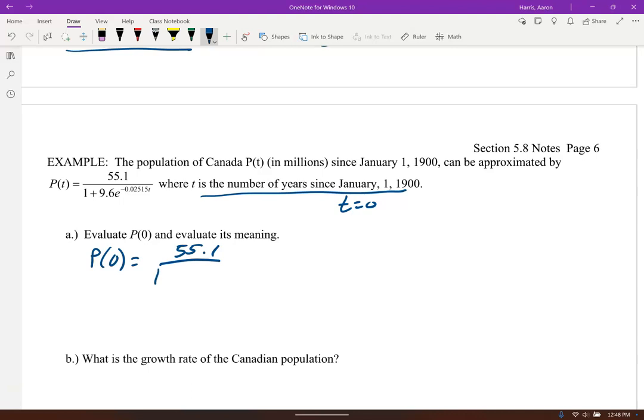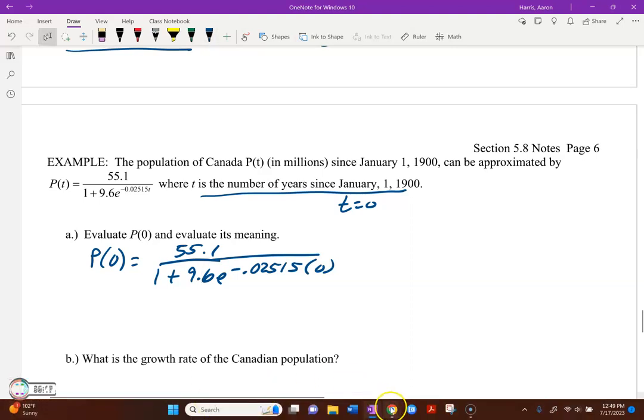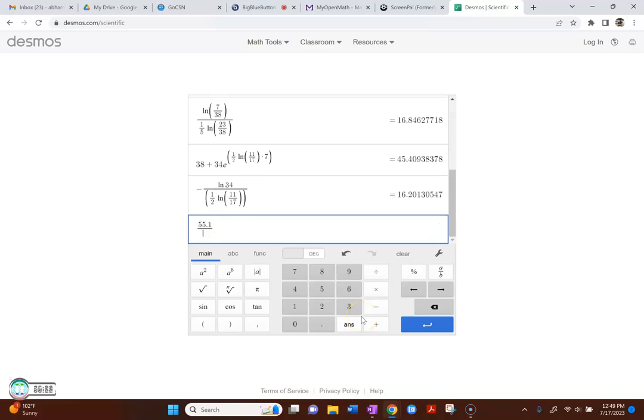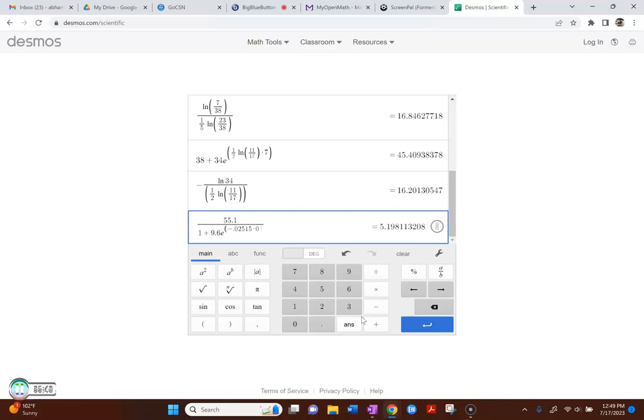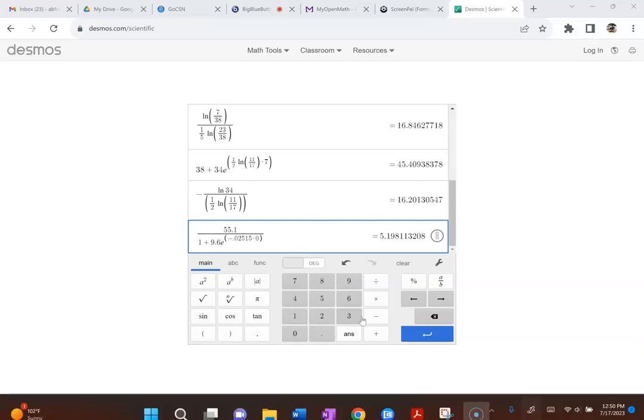We get 55.1 divided by 1 plus 9.6 e to the negative 0.02515 times 0. We'll punch that in. Let me put this in parentheses here. Times 0, right? So that'll be e to the 0, which is 1. So on the bottom you'll just have 1 plus 9.6 times 1, so you have 10.6 on the bottom, right? This is just 55.1 divided by 10.6, which is approximately 5.198, approximately 5.2.